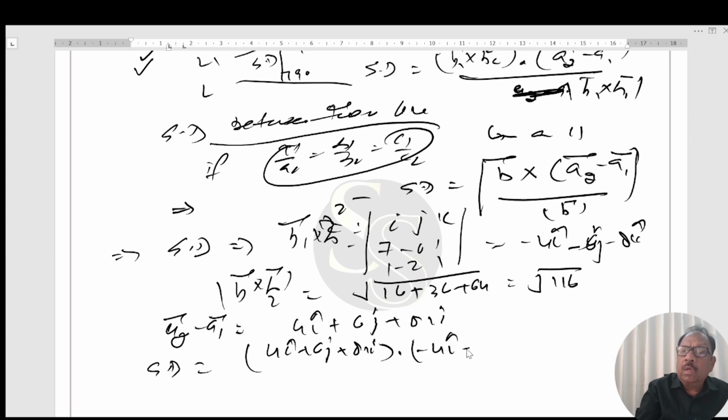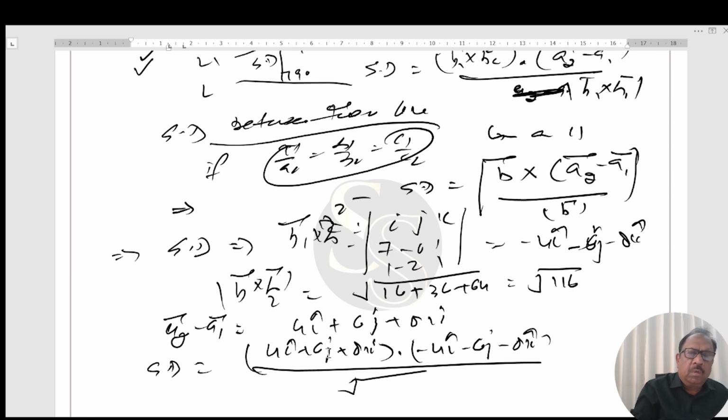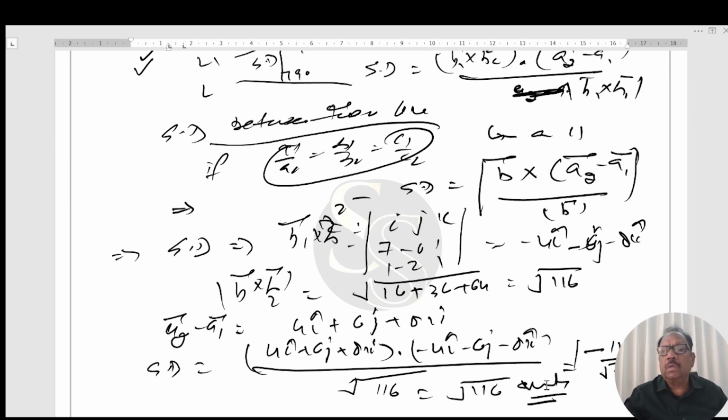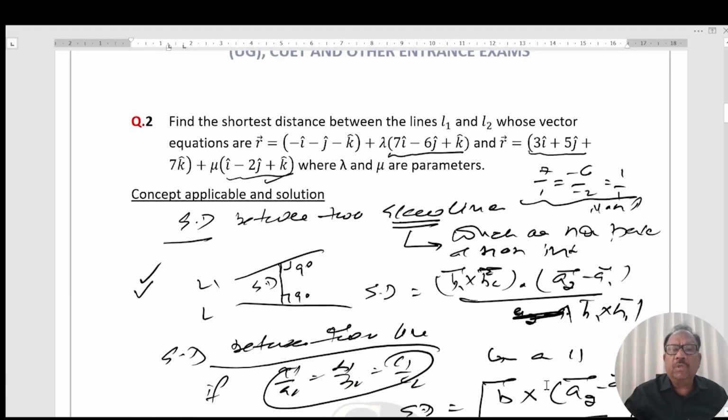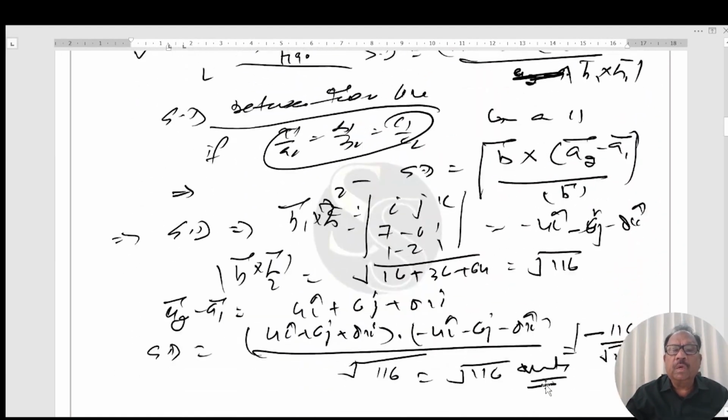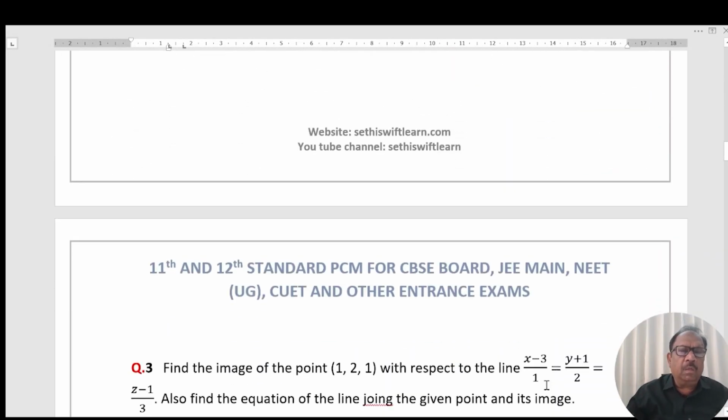minus 4i minus 6j minus 8k divided by under root 116. This comes out to be minus 116 divided by under root 116 magnitude. So under root 116 units is the answer. Right? I will discuss everything in detail. Next question.